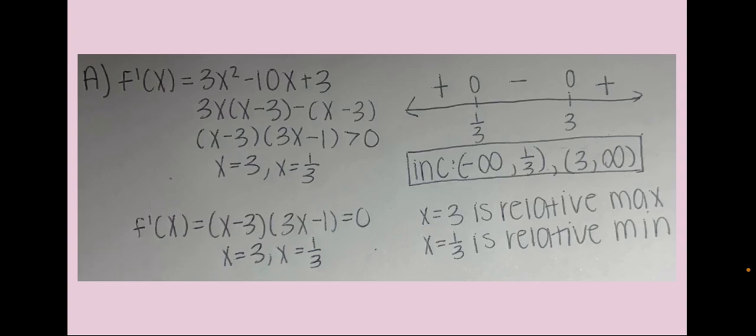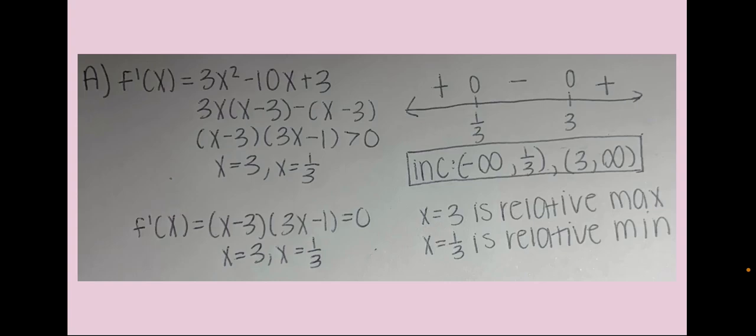And now you have to make a sign chart, and you can mark down that those two numbers are zeros. So if you take a value greater than 3 and plug it into the f prime equation, then you get a positive number, so you can put a plus sign on the right side. And if you take a value between 1/3 and 3 and do the same, then you get a negative number, so you can put a minus sign in the middle. And if you take a value less than 1/3 and do the same one more time, then you get a positive number, so you can put a plus sign on the left side.